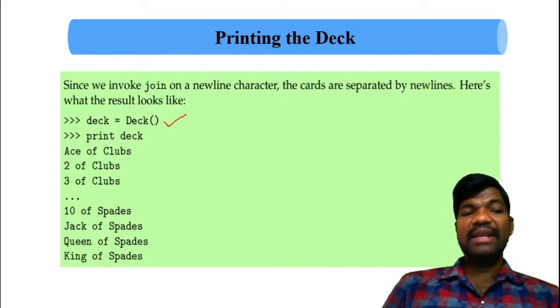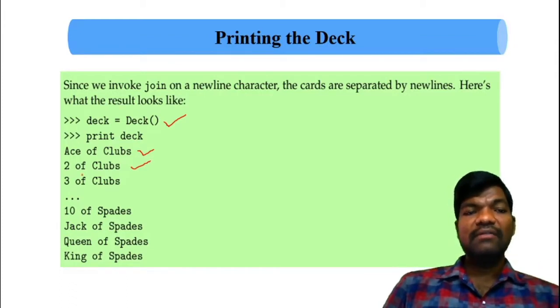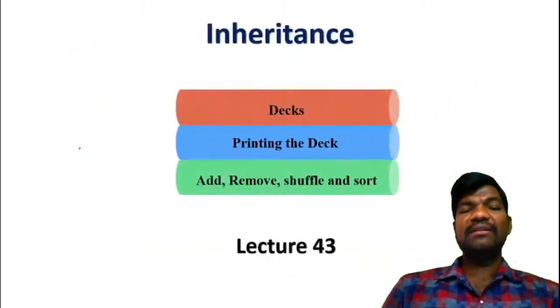Initially the deck is empty. So it is written as ace of clubs, 2 of clubs, 3 of clubs, 4 of clubs, like that. Jack, queen, king. Finally after clubs, hearts, spades. So like that all are printed. So that is printing the deck.